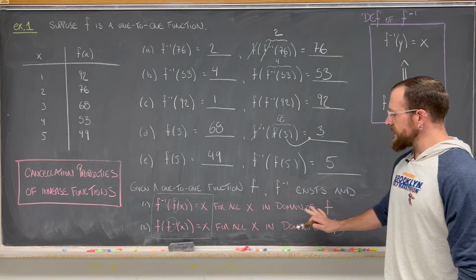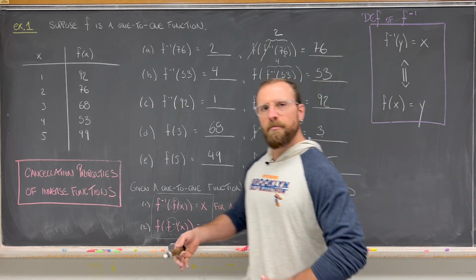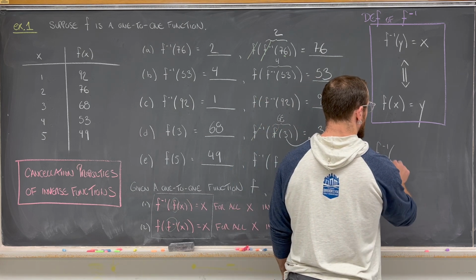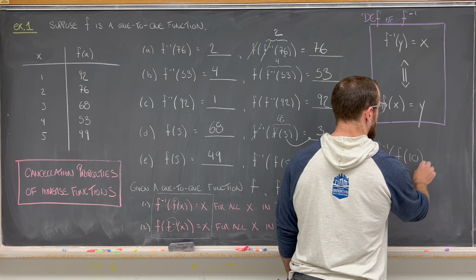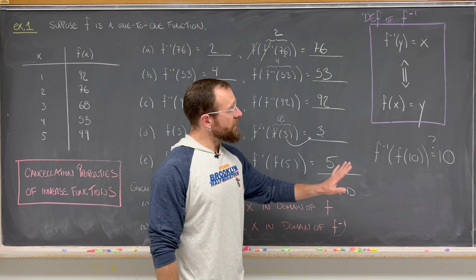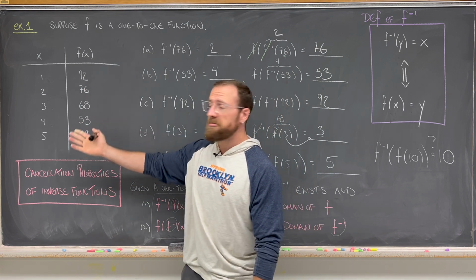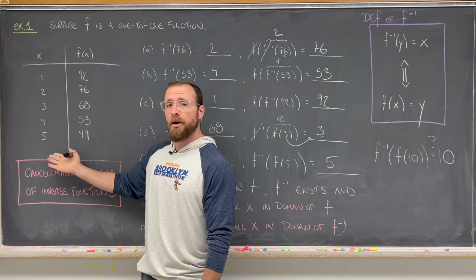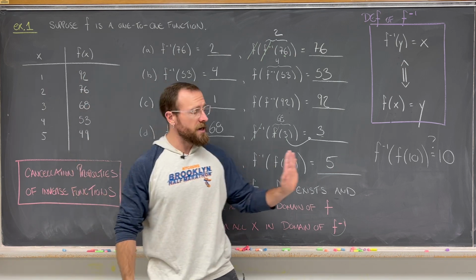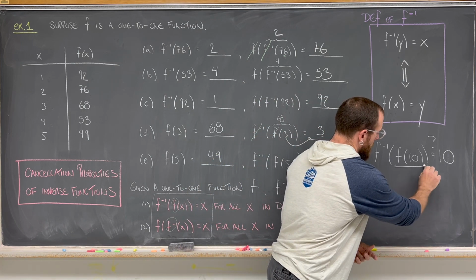However, let's address what this is saying. This part about being careful about domains is preventing me from spewing nonsense. I can't say that f inverse of f of 10 is 10. The reason I can't say that is because I don't know what f of 10 is. Looking at my chart, I don't know what f of 10 is. For all I know, 10 is not in the domain of f. In fact, if this is all I know about f, I have to say that 10 is not in the domain of f. So for that reason, this doesn't make any sense.